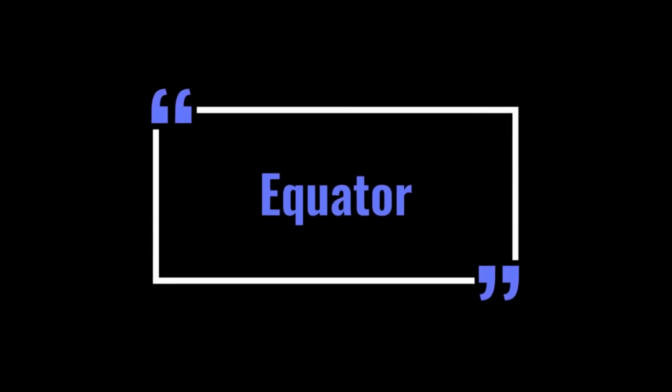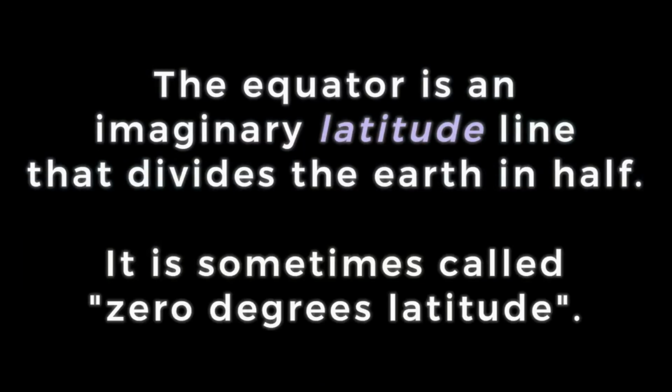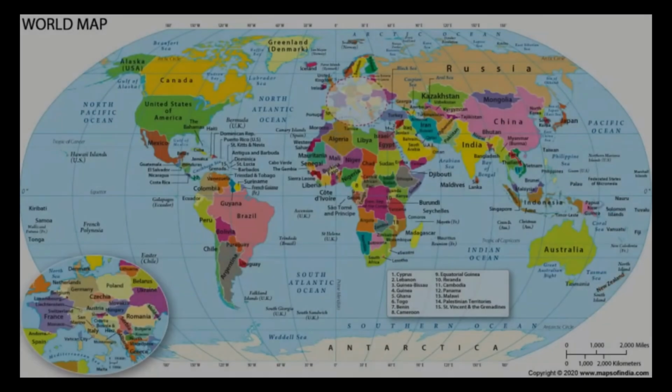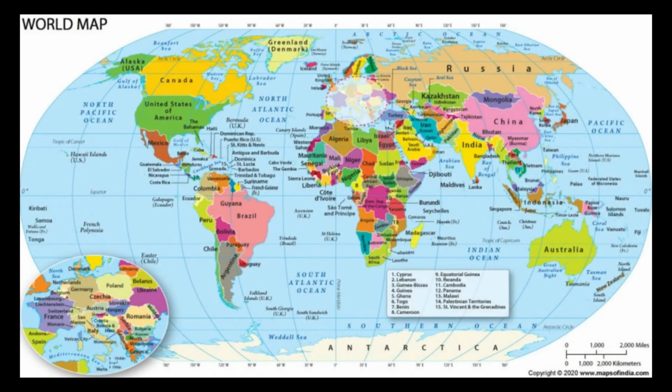The equator. The equator is an imaginary latitude line that divides the Earth in half. It is sometimes called 0 degrees latitude. Here we have our world map, and this line is the equator. You can see it divides the Earth in half right along this line, which is a latitude line sometimes called 0 degrees latitude.